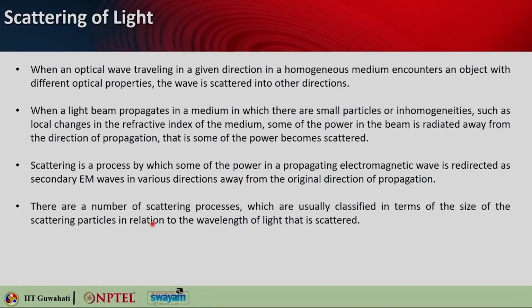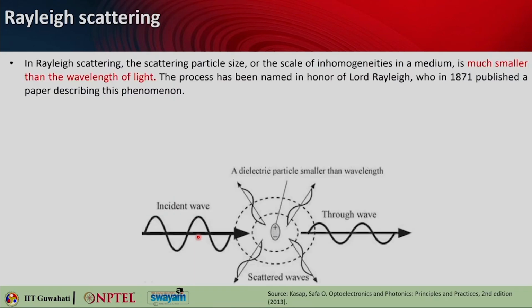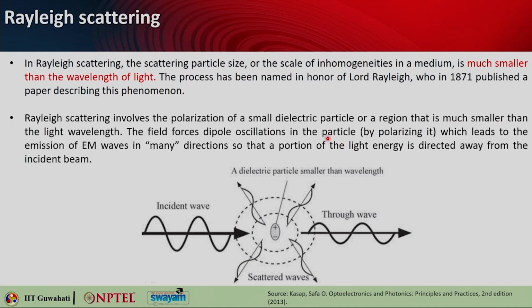So, there are a number of different scattering processes, and they can be classified in terms of the size of the scattering particles in relation to the wavelength of the light that is being scattered. First in the list will be Rayleigh scattering. Rayleigh scattering is basically the case when the scattering particle size or the scale of the inhomogeneity in a medium is much smaller than the wavelength of light. And when we say much smaller, that is typically lambda by 10.